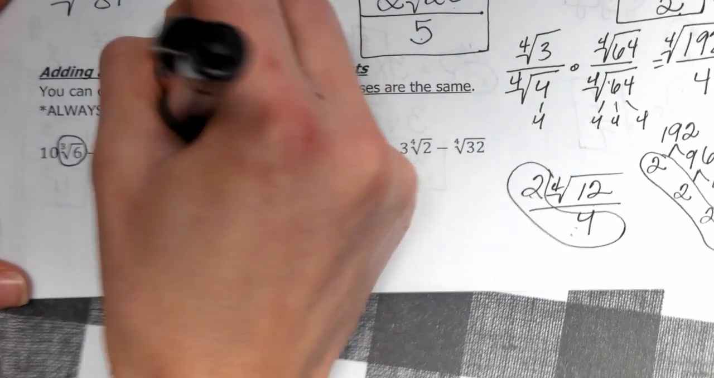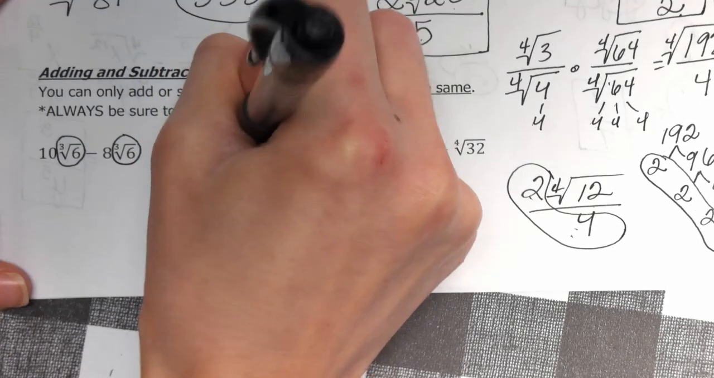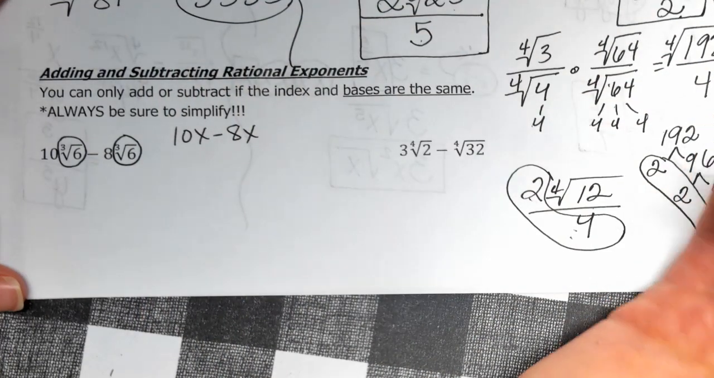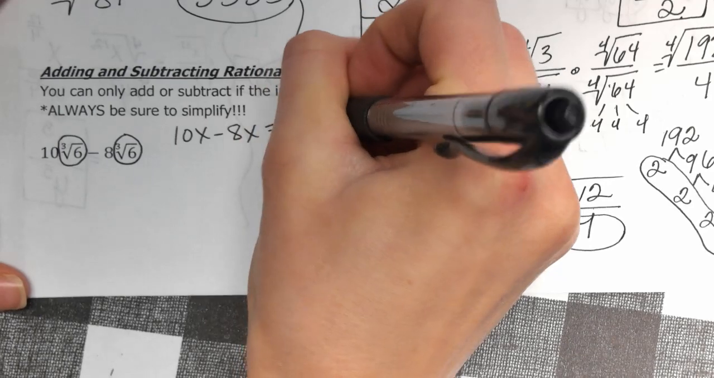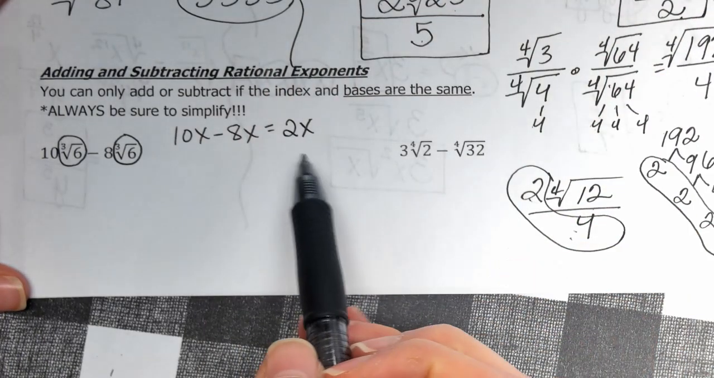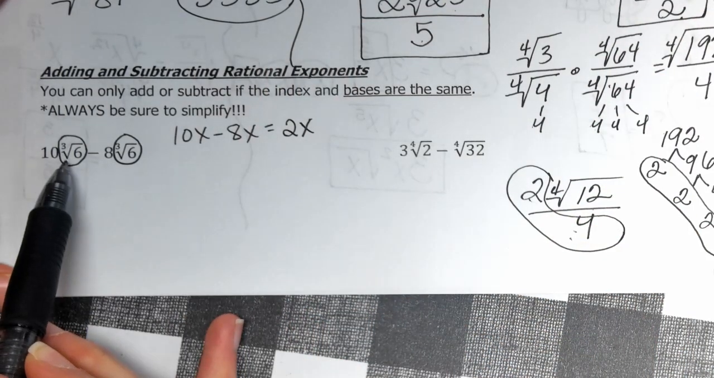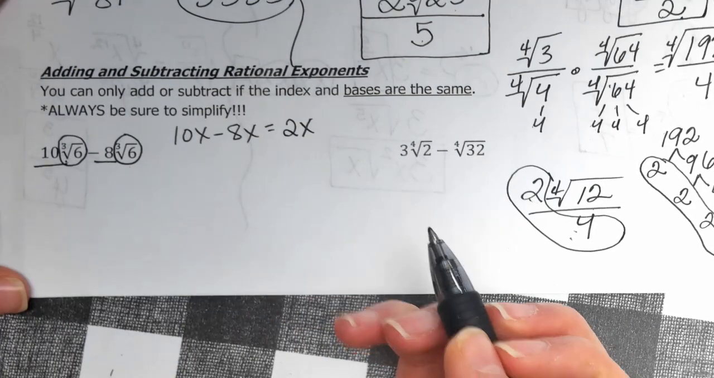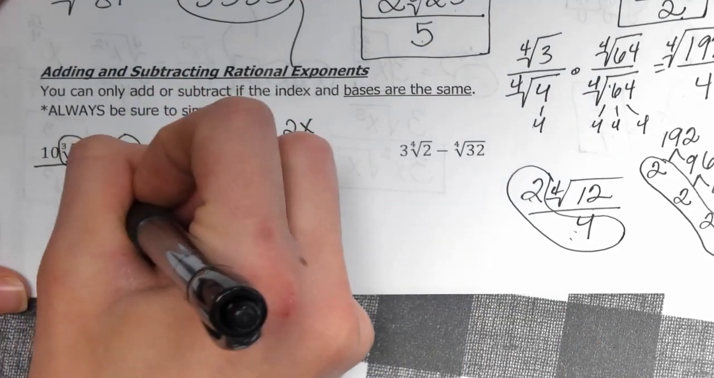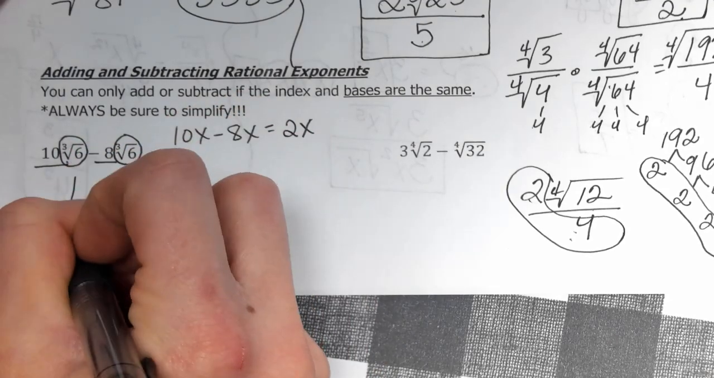Okay? Think about 10x minus 8x. Those are like terms because of your x. And then how do I subtract that? 10 minus 8. I only do the coefficients, and that becomes 2x, right? My x never changes. So the same thing with this radical. It does not change. I only add and subtract my coefficients. So that becomes 2 times the cube root of 6.